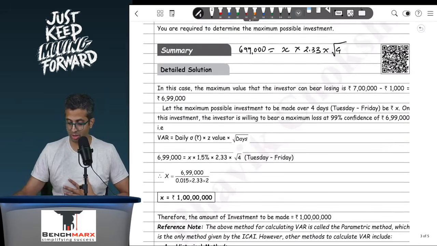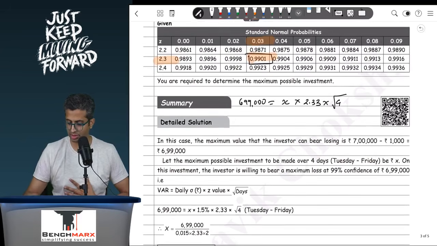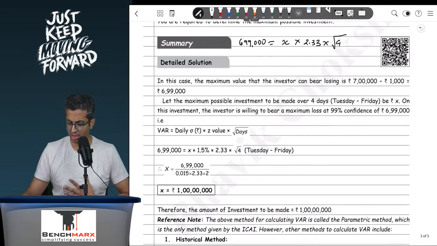So if you do this working, this is X into 2.33. So if I take this 6,99,000 divided by 2.33 and divided by 2, this comes to, just a second. So if you look at this, 6,99,000, that is the value at risk, divided by... so therefore X is equal to what?